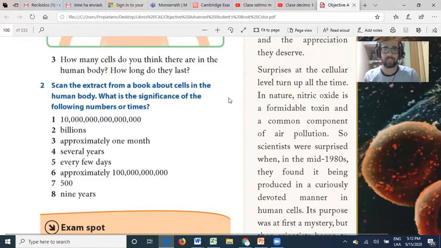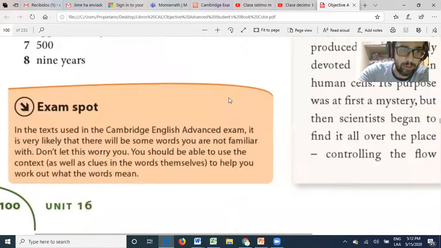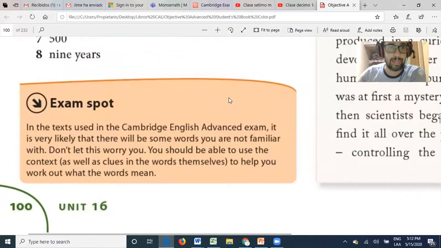So it's very important for us to be able to scan this text just by looking at some specific words. Let's go here where it says, in the text using the Cambridge English Advanced Exam, it is very likely that there will be some words you are not familiar with. Don't let this worry you. You should be able to use the context as well as clues in the words themselves to help you work out what the words mean.